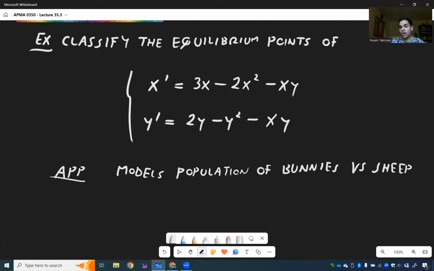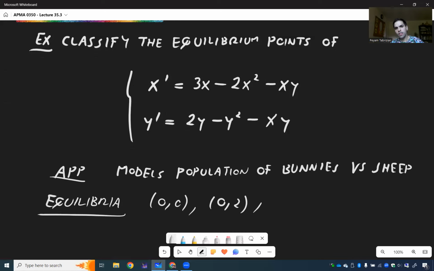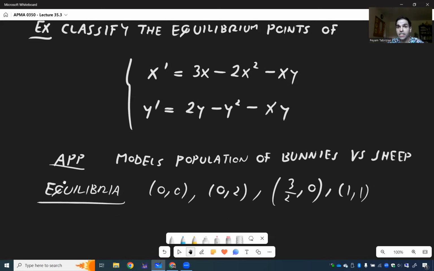And so far, we found the equilibria. So that was done in a previous video. We found, I believe, (0, 0), (0, 2), (3/2, 0), and (1, 1). And now what we need to do is classify them, meaning, first of all, find a gradient.